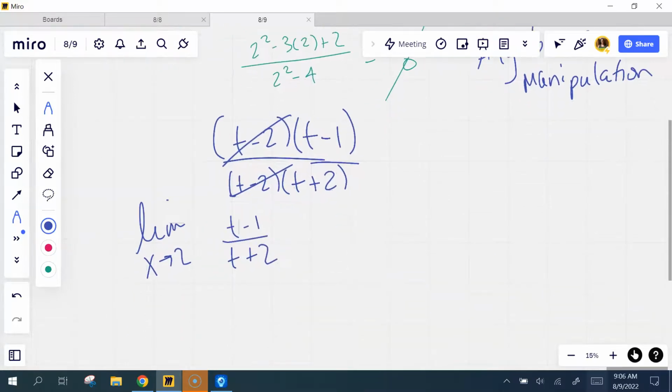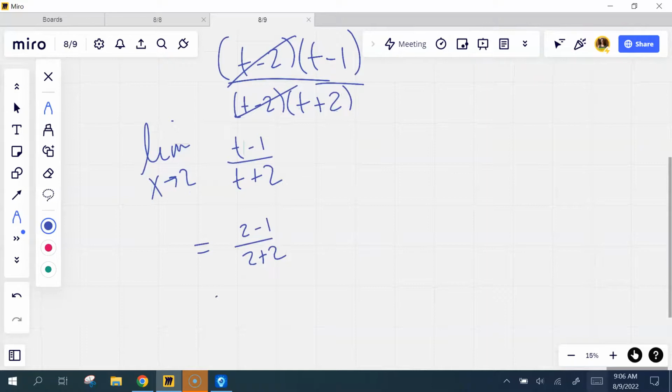Yes. 2 minus 1 over 2 plus 2. We're trying to find, remember, there's a hole there, so it's not defined right there. So what value am I getting closer and closer to?